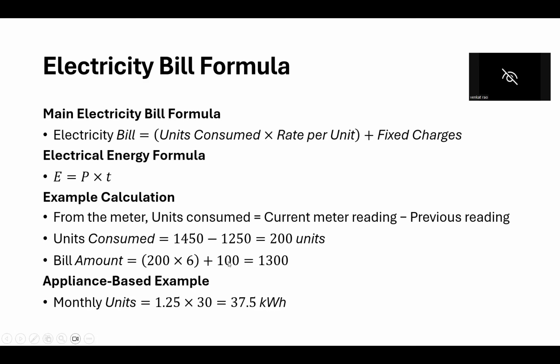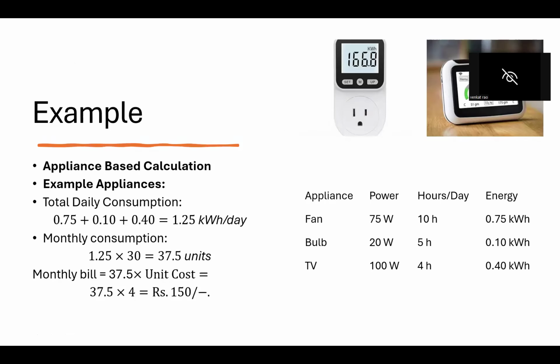200 into 6 plus fixed charge of 600. Like that, the current bill will be calculated. For example, for an appliance-based example, suppose 1.25 units are consumed every month, you can multiply by 30. We'll see this later with a clear example. But this is a general case where the electrician will come and observe the rating based on the current and previous readings only. This is a direct calculation, but generally we'll observe like this.